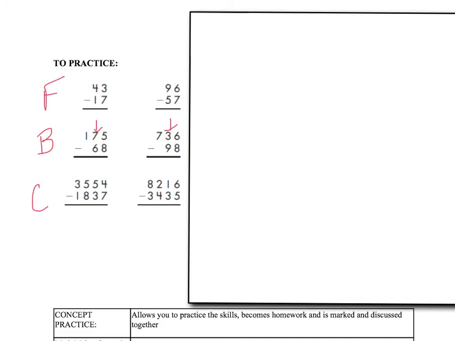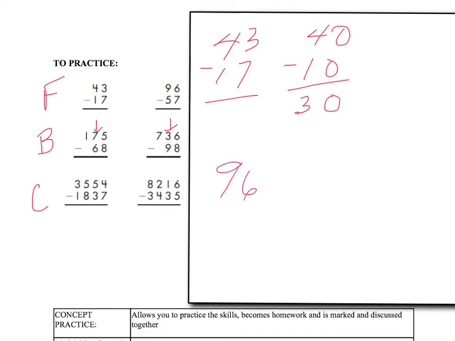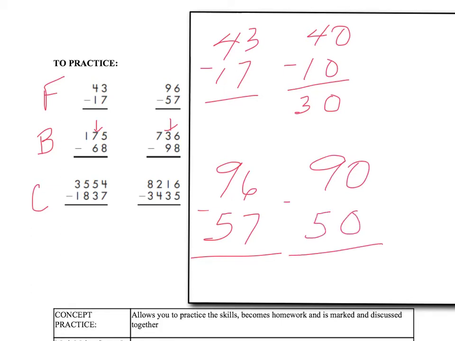43 and 17. Front end becomes 40 and 10. Take those away. 0 minus 0 is 0. 4 minus 1 is 3. 30. 96 and 57, front end. 9 just stays 9, add the 0. 5 just stays 5, add the 0. Subtract those. 0 minus 0 is 0. 9 minus 5 is 4. So that would be your front end estimate for both of those.